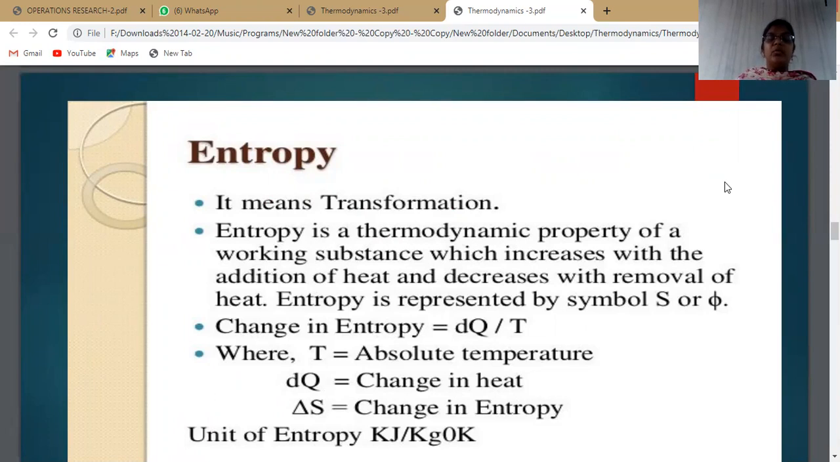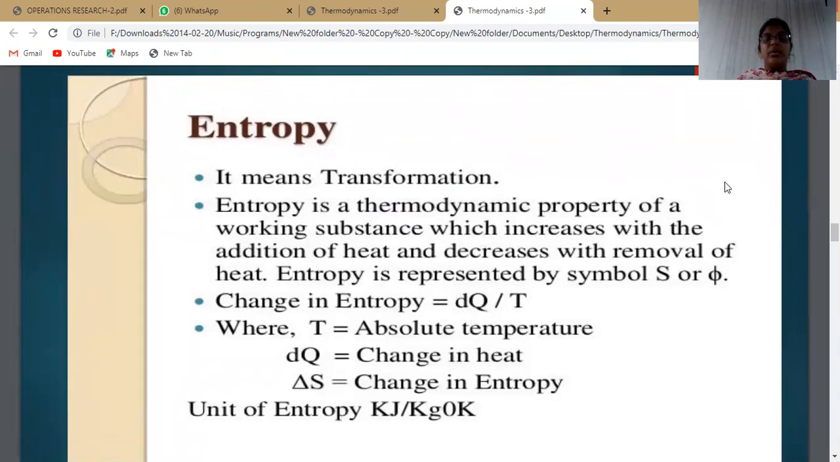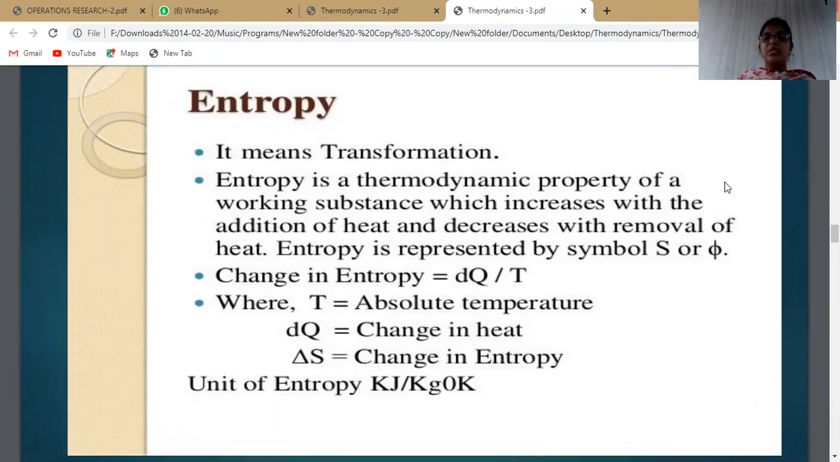If we consider a liquid, it has less random motion of molecules, so it has less entropy. So finally, what is entropy? Random motion of molecules is nothing but entropy. Entropy is a thermodynamic property of a working substance which increases with the addition of heat and decreases with removal of heat. Entropy is represented by S or phi.